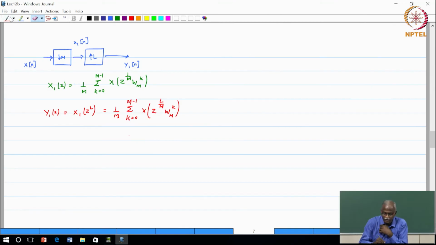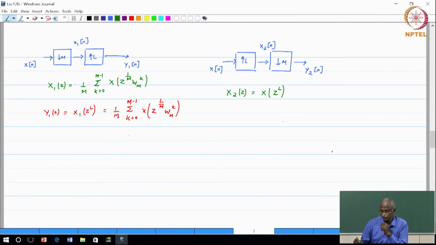On the other side, if I move over and draw the interchanged sequence, upsampling by a factor of L, downsampling by a factor of M, again I will leave you to quickly write down the expressions. I will just write the final answer. If this is x of n, the same input, I will just give a different labeling for the outputs, because I do not know if they are equal or under what conditions they will be equal, and the intermediate signal I am going to call x2 of n. So, the first step, X2 of z is upsampling, X of z power L.